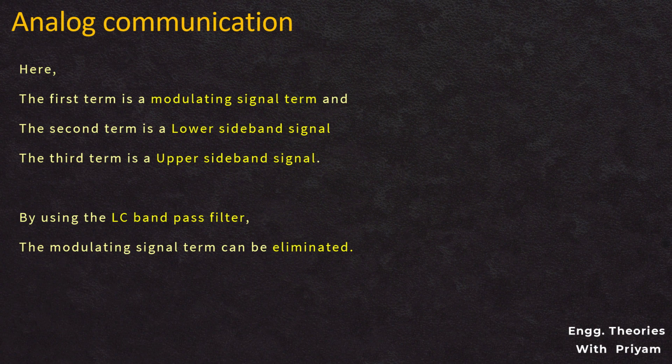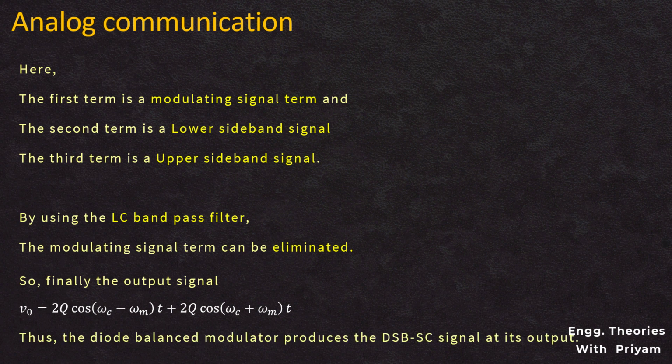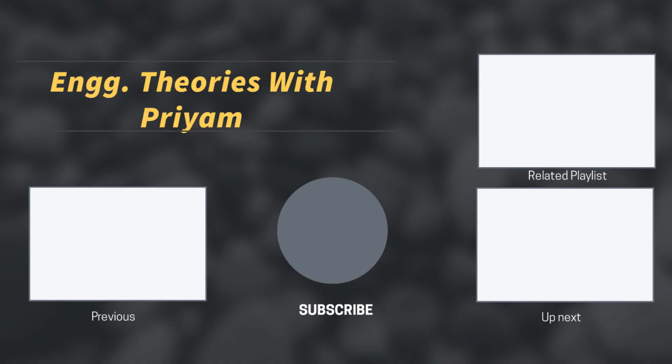So finally, the net output voltage V0 is equal to 2Q cos (omega c minus omega m) t plus 2Q cos (omega c plus omega m) t. Thus, the diode balanced modulator produces the DSB-SC modulated signal at its output. That's all for this lecture.